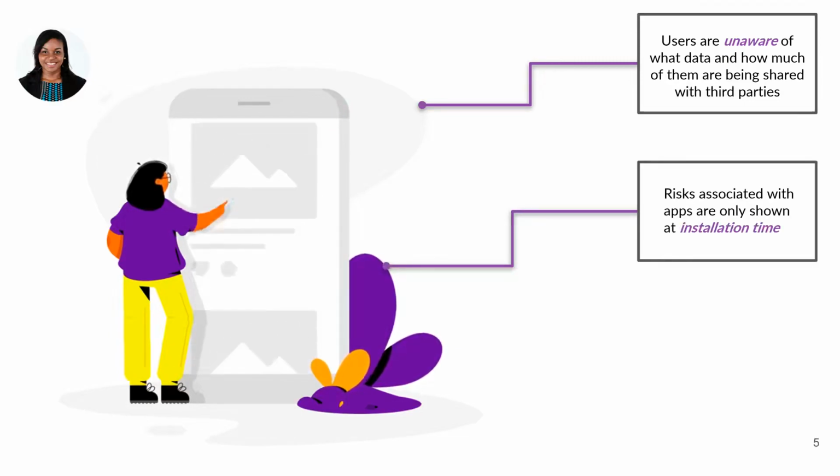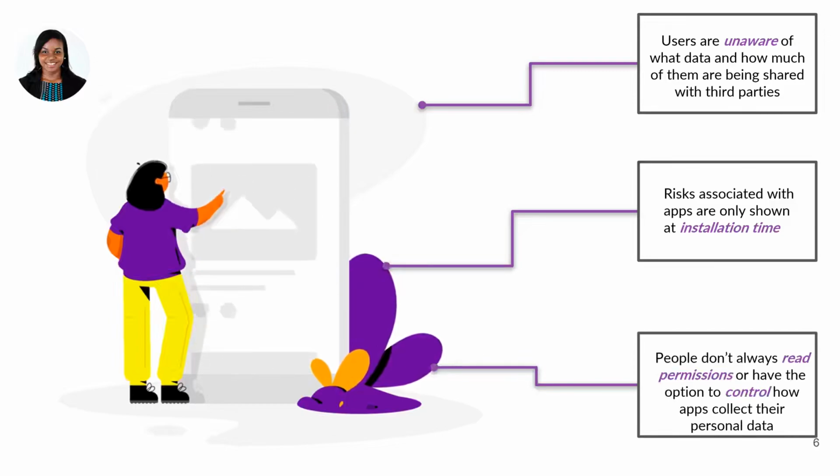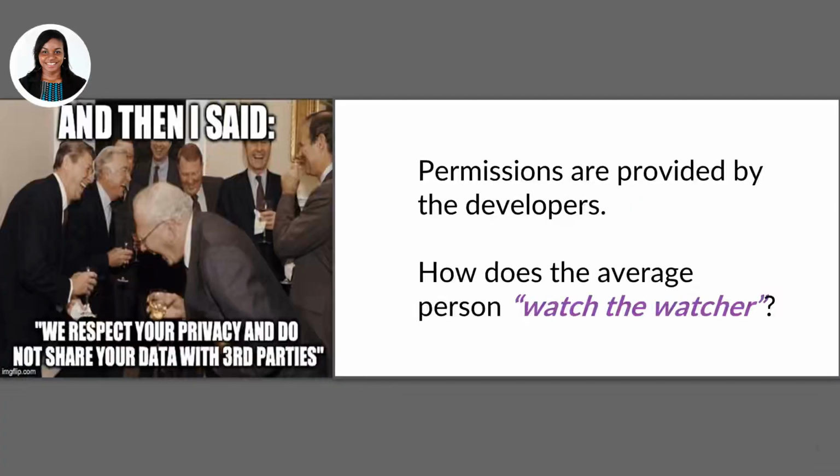For Android users, this is a bit tricky since the risks are typically only shown at installation time. And to add to this, prior work has shown that people don't always read or fully understand permissions. And even if they do understand them, they don't always have granular control over how apps collect and share their personal data. So we end up with situations like this where people have to blindly trust that developers will do what they said they would do. But is there a way we could watch the watcher?